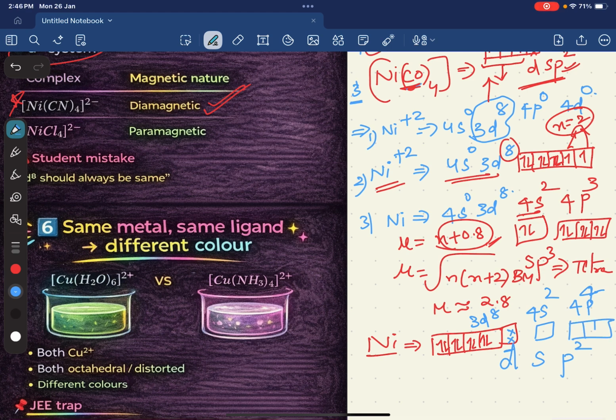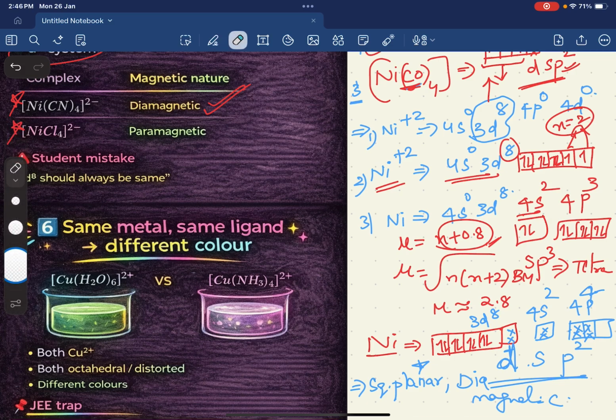But here what is the important point? Ligand electrons are filled like this until here. So the hybridization is dsp2. dsp2 means what is the shape? Square planar, and diamagnetic. This is most important. Diamagnetic, okay, because there will be no unpaired electron. Sorry, this one is slightly different, I forgot to write that.